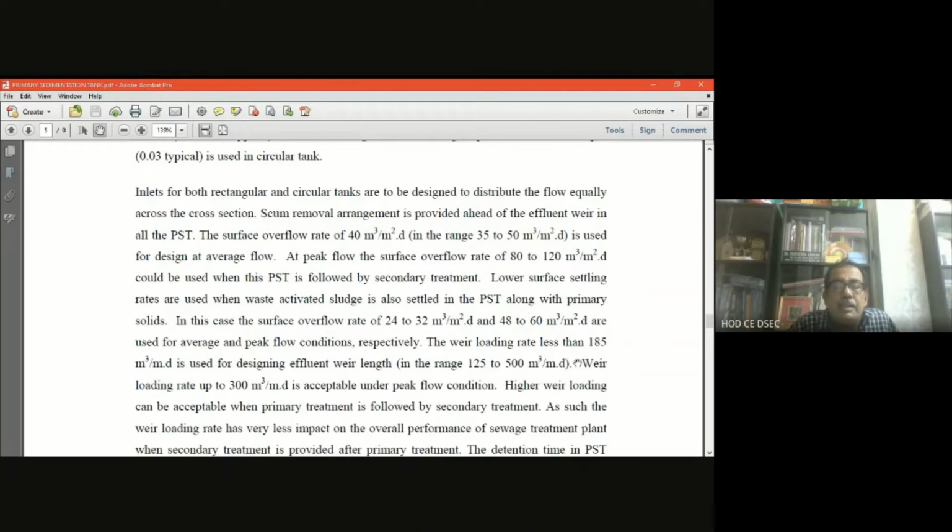Generally it is in the range. It is considered as 40 meter cube per meter square per day in the design for the average flow.